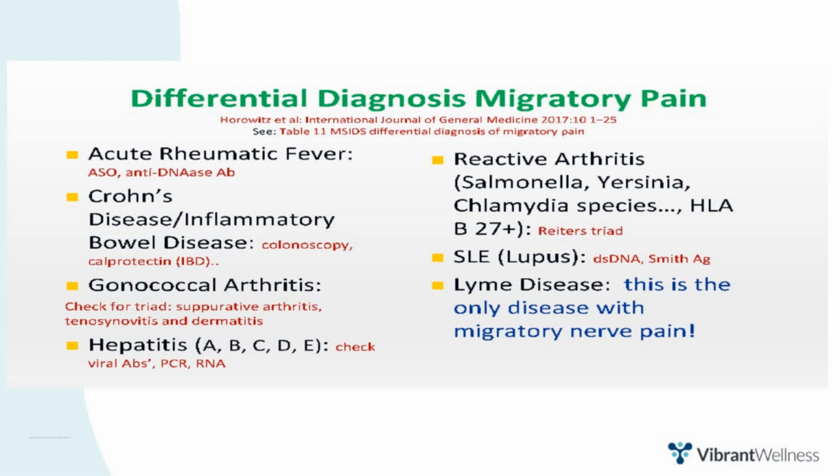Lyme disease is the only disease with migratory nerve pain. So think of your differential diagnosis of joint pain versus nerve pain, and whether it's migrating. This is a great slide to keep track of so that you can rule out and rule in any other conditions that might be causing some migratory pain for your patient.